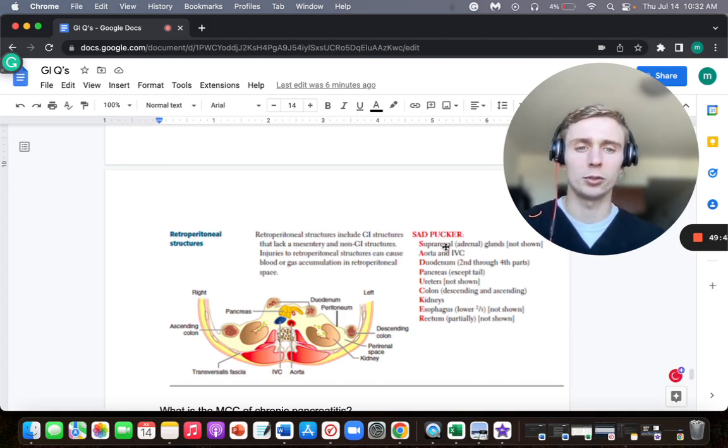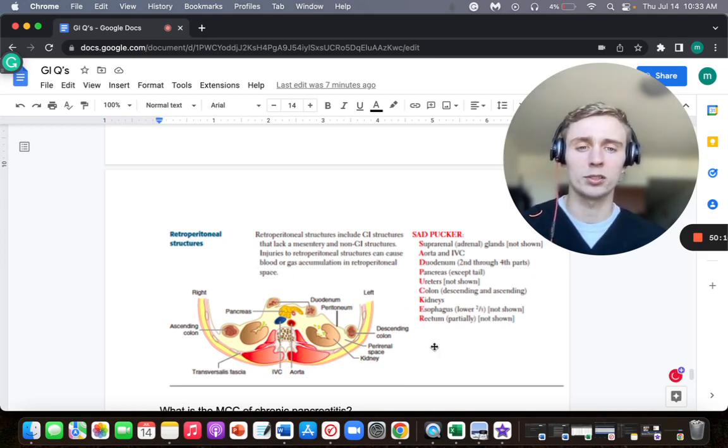That's the suprarenal, so adrenal glands. The aorta and the IVC. Remember, the aorta wraps around posteriorly, and also the IVC. The duodenum, however, only the second, third, and fourth part. So the first part of the duodenum, as it attaches to the stomach, is still anterior. It's not retroperitoneal yet. The pancreas, except the tail of the pancreas. So the tail of the pancreas pokes back into the anterior portion, but most of the pancreas is retroperitoneal.